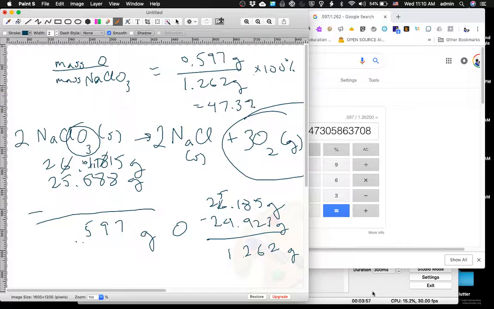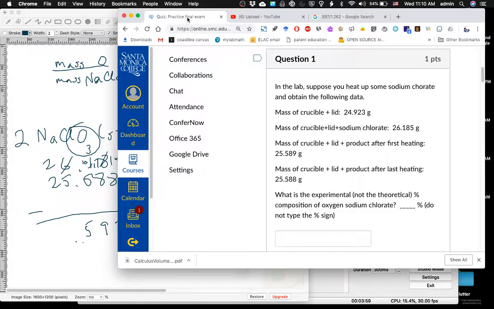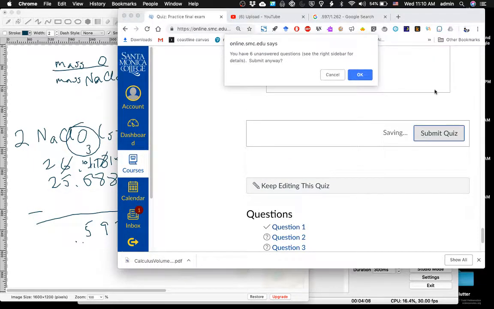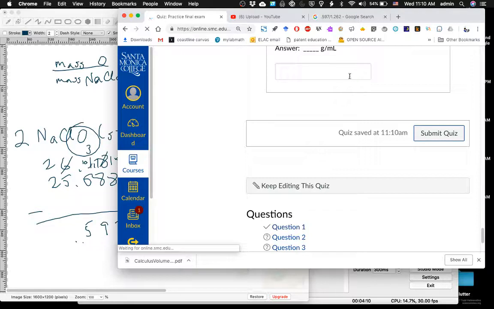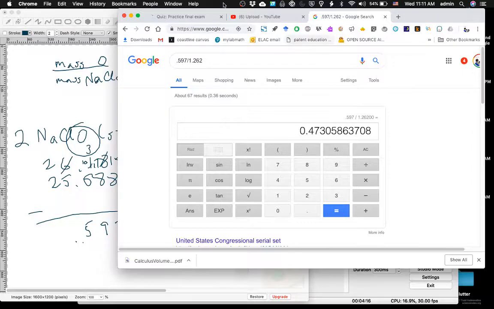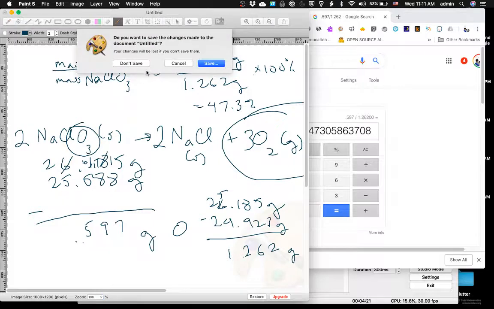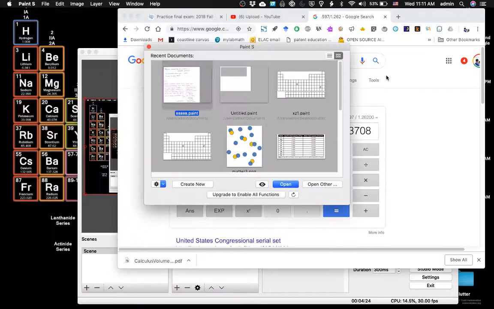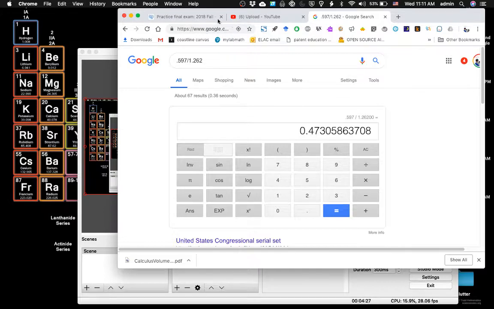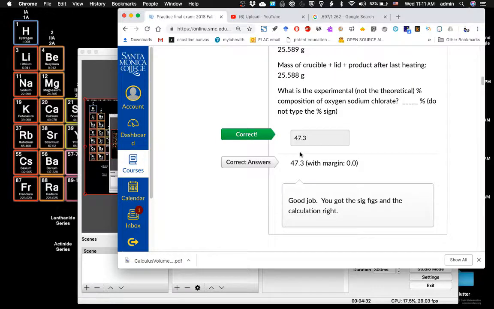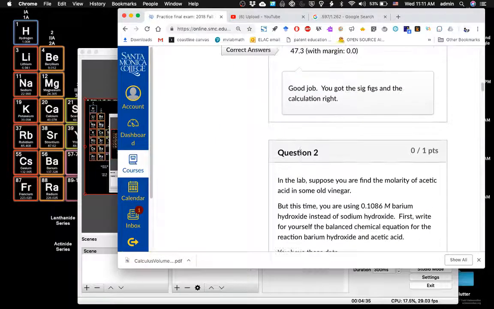Is that the right answer? Let's see. 47.3. Submit this. Okay, so while we wait for that, I guess I'll erase this work, get a new page. Are we ready? Yes? Are we ready for it? Yes. Yes, that's right, 47.3%. That's great. Now, I'll do another video for number 2.